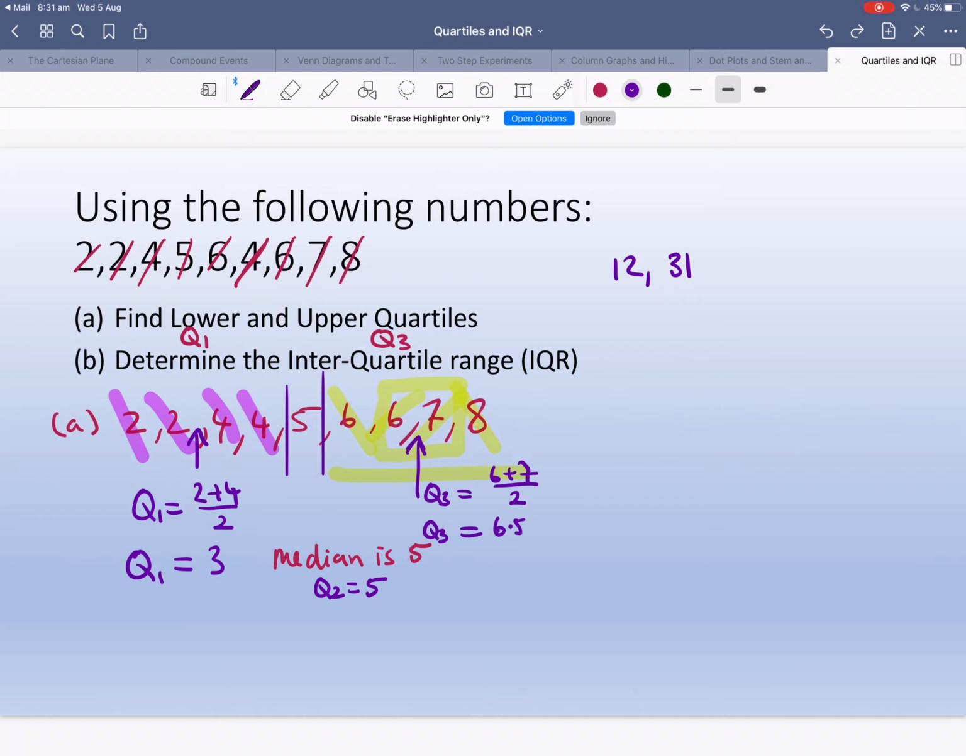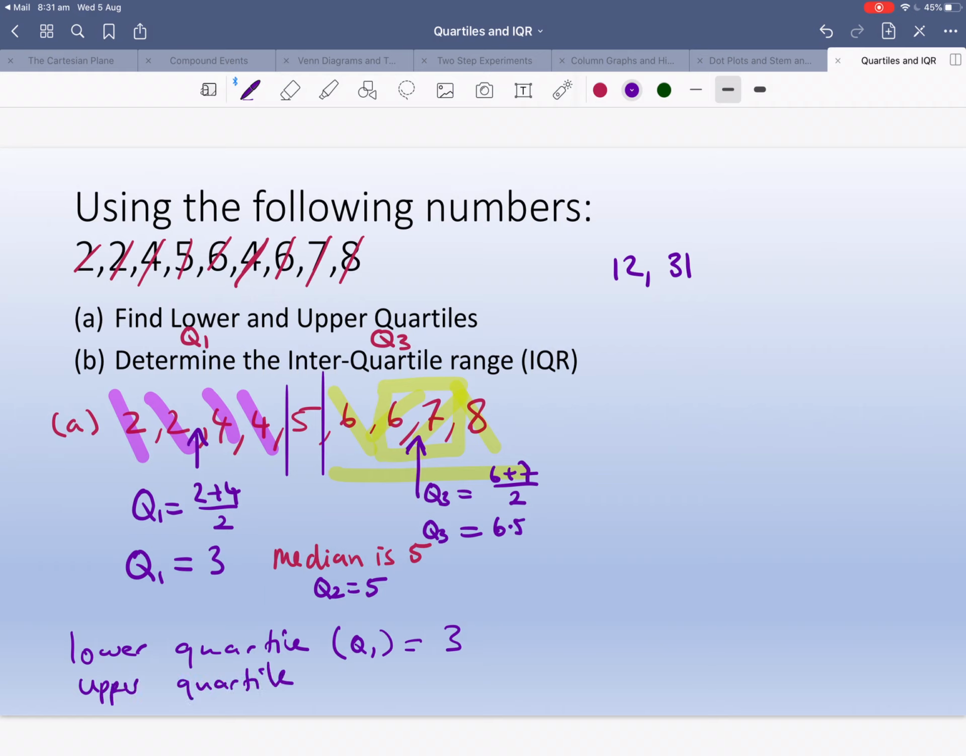So he says, what is the lower and upper quartiles? So we go lower quartile Q1 is equal to 3. Upper quartile Q3 is 6.5. So that's the answer to A. Let's go with B.